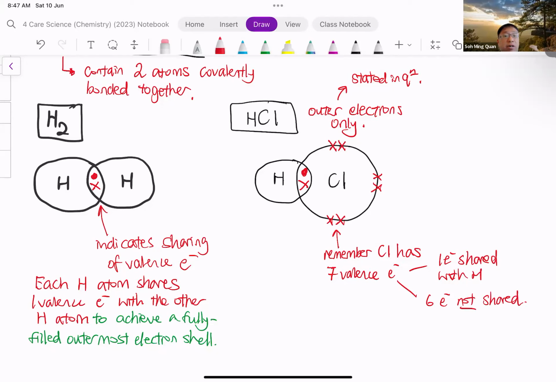Now, this also makes sense because you realize now hydrogen's first shell has 2 electrons, right? After sharing with chlorine, hydrogen will have 2 electrons in its first shell. Similarly, chlorine after sharing with hydrogen has a total of 1, 2, 3, 4, 5, 6, 7, 8. It is through sharing the valence electron with hydrogen that chlorine also has a fully filled outermost electron shell. Okay?